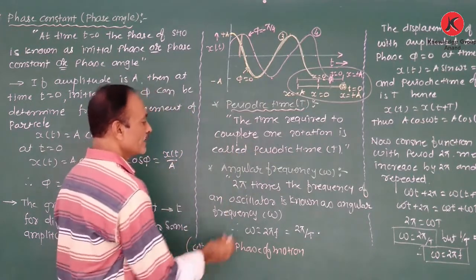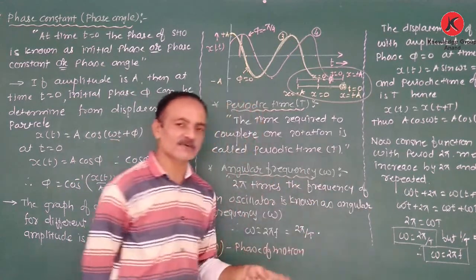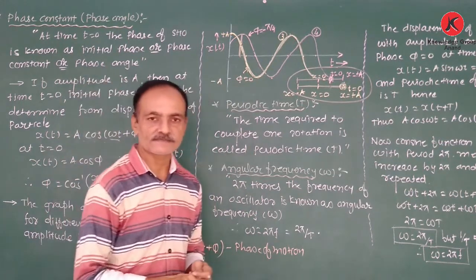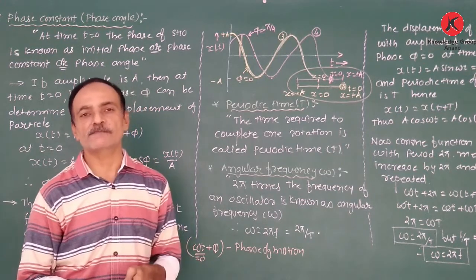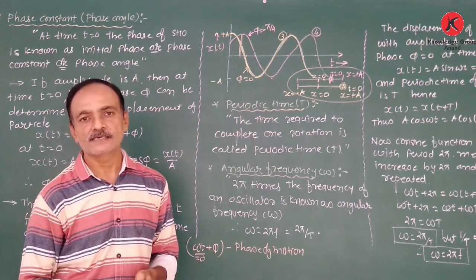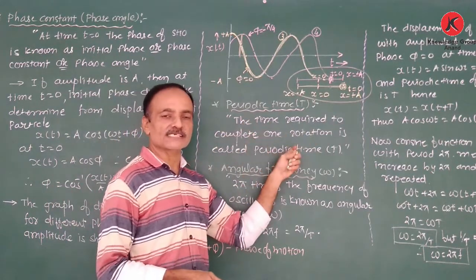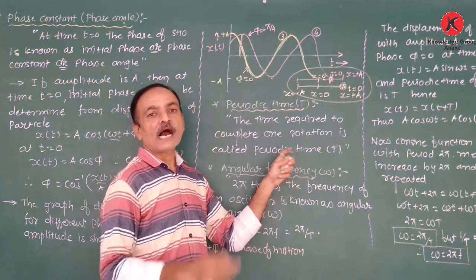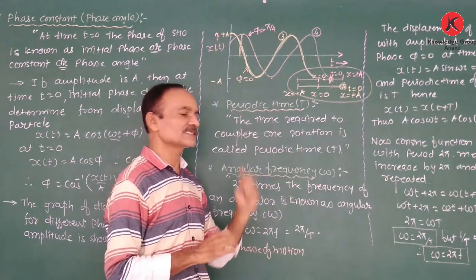Now, what is the angular frequency? Before angular frequency, what is the frequency f? The number of oscillations in 1 second is known as the frequency. It is the reciprocal of this: the time required to complete one oscillation is known as the periodic time, but how many oscillations are completed in unit time, that is known as the frequency.